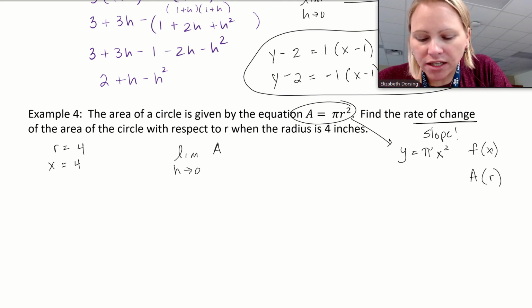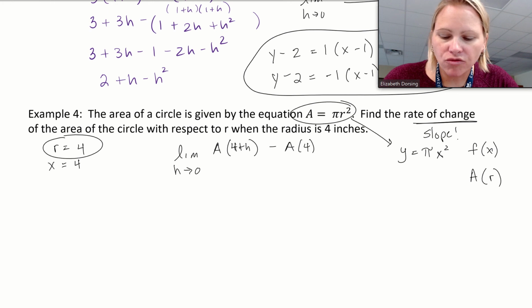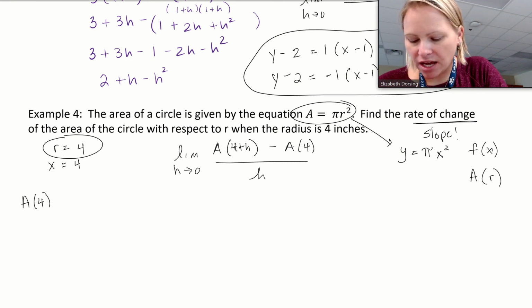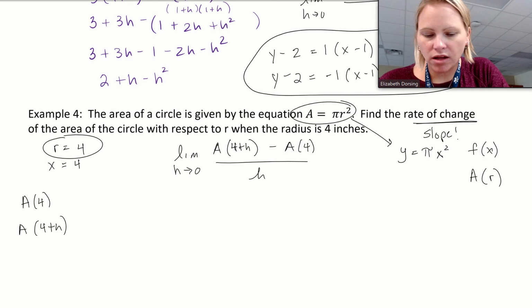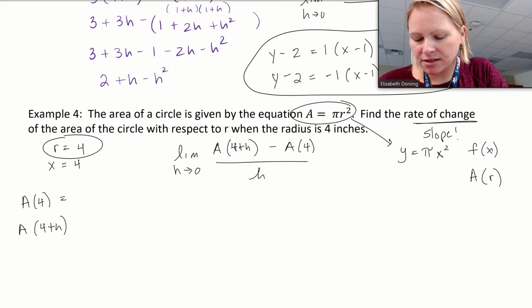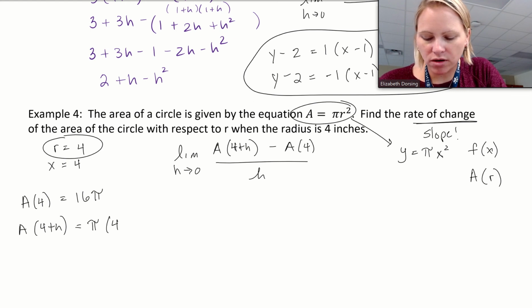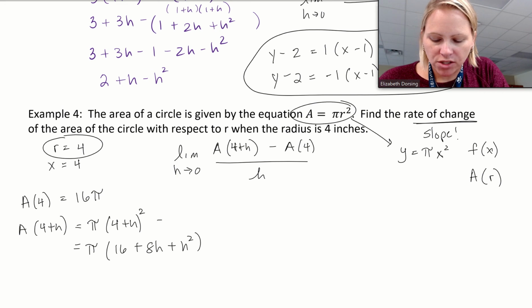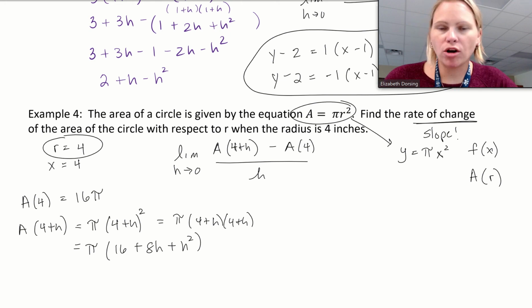So really what I'm finding in here is A of 4 plus h minus A of 4, because I'm concerned when the radius is 4. So I need to find A of 4 plus h and A of 4. Well, A of 4 is nice and easy. I'm going to keep it in terms of pi, 16 pi. And then A of 4 plus h is just pi times (4 plus h) squared. So when I multiply all that out, I get 16 plus 8h plus h squared. Don't forget to write it twice and then distribute it out. There it is, just for posterity.